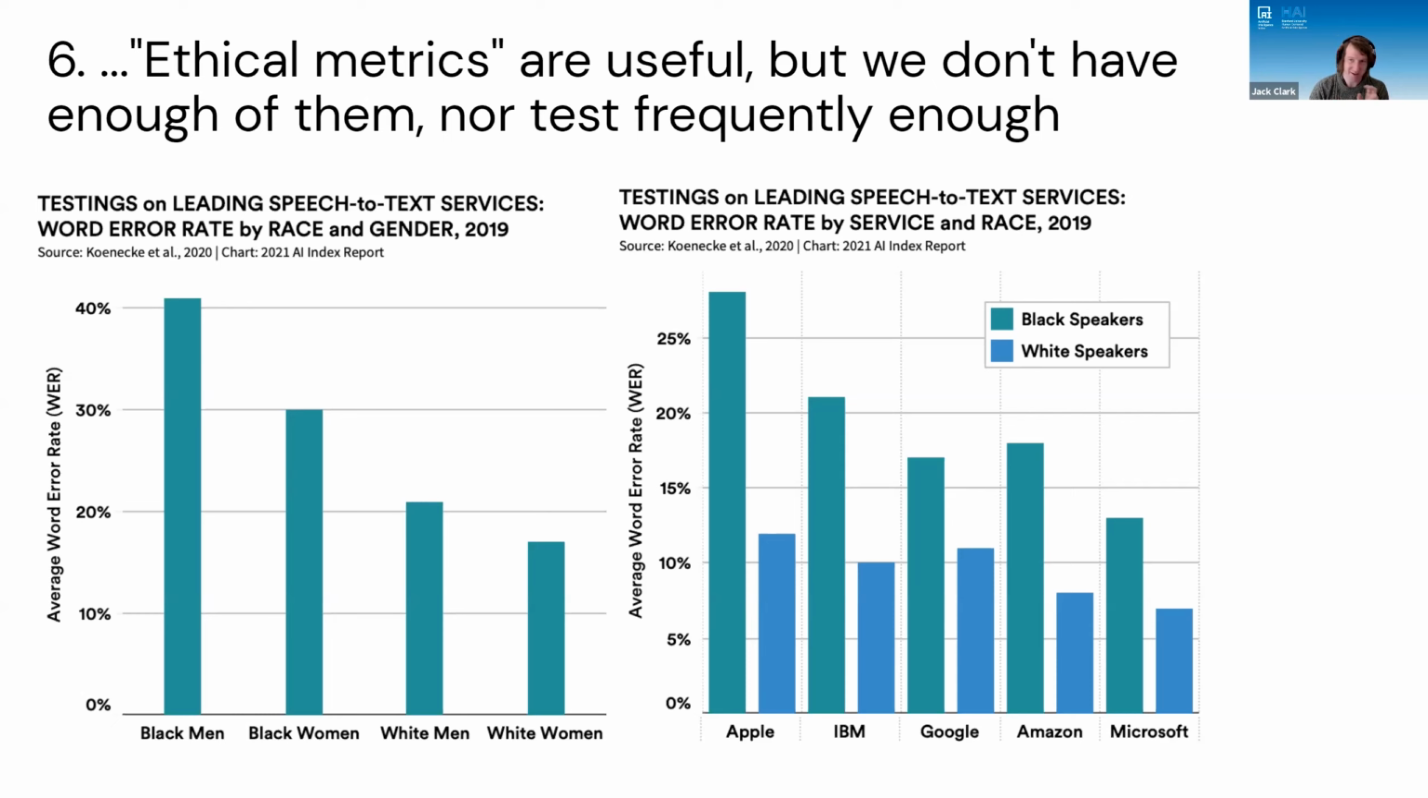And when we zoom in further, you see even within this sort of disparity situation, further disparities that are gendered, where it can hear Black men less well than Black women, and it can hear white men less well than white women, but the deltas between white men and white women are much smaller than between Black men and Black women, and the deltas between Black speakers and white speakers are just huge.